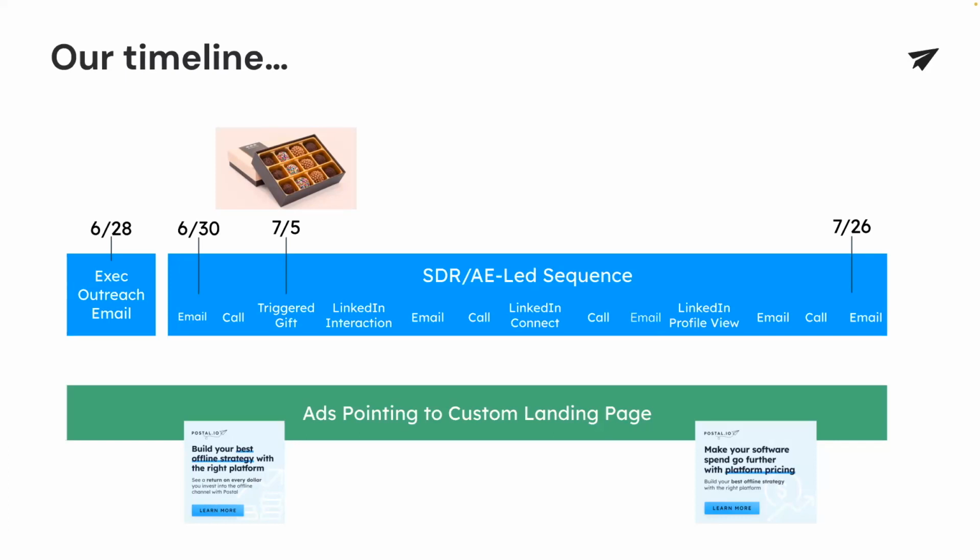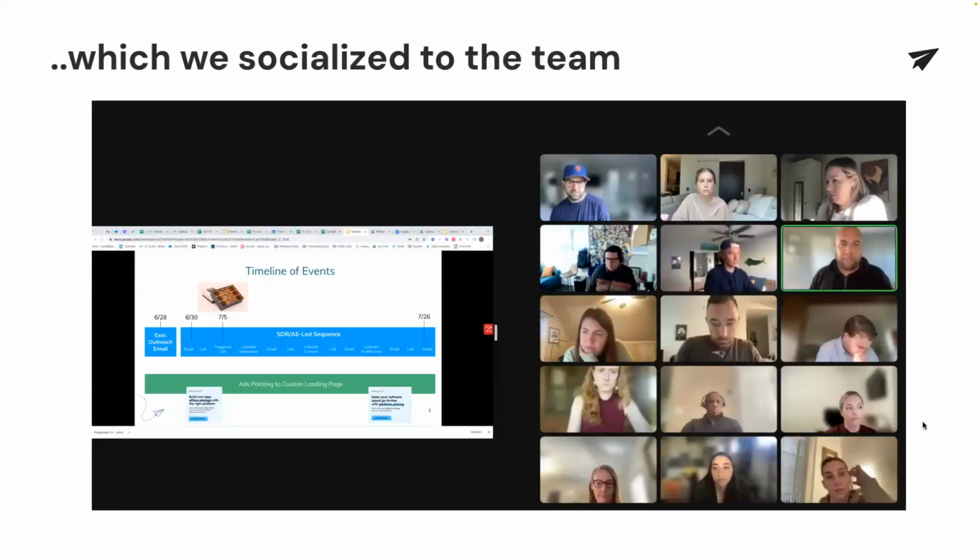And then last step, which is maybe the most important, is socializing these tactics and this timeline to your sales team and to your marketing team, anyone who you're going to be asked to participate in this campaign. So here's me on a Zoom presenting the timeline to everyone. As you can see, they're all extremely rapturous and paying attention.